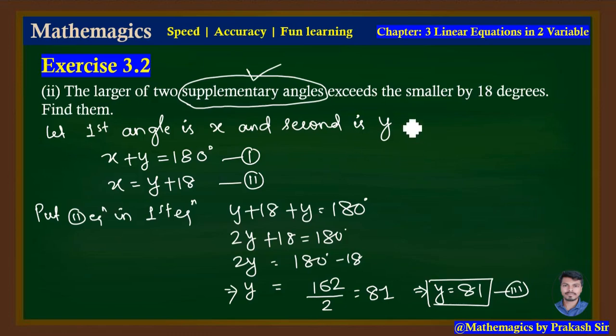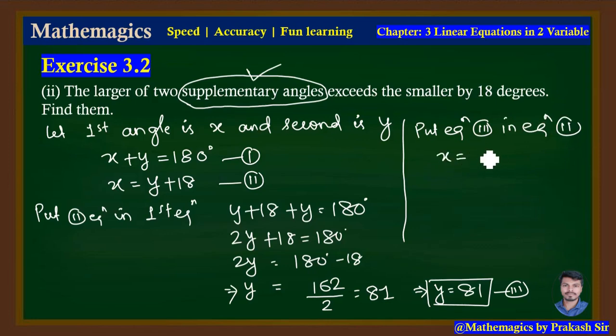So again, here I am writing that put the value in equation third. In the second equation, x is equal to y plus 18, and as we already have understood the value of y, that is 81, we will put it in and add it with 18. So finally x is equal to 8 plus 1 become 9, and 8 plus 1 become 9.